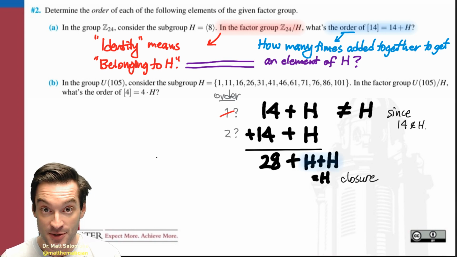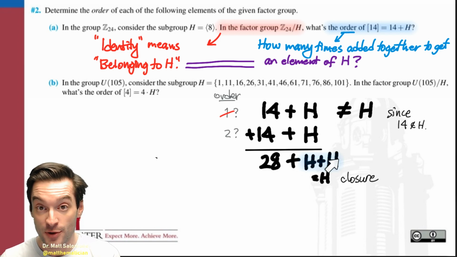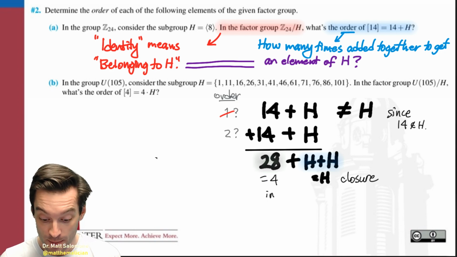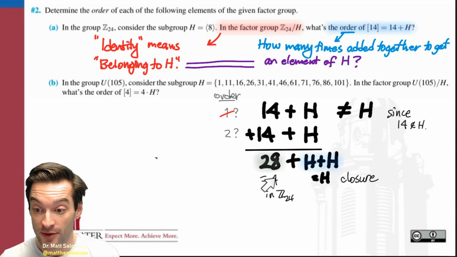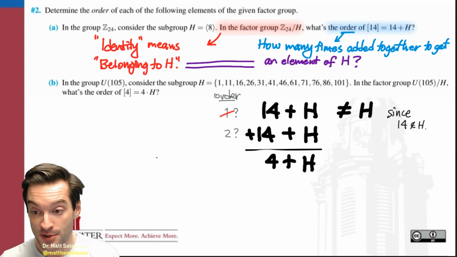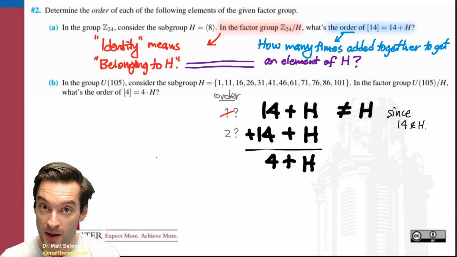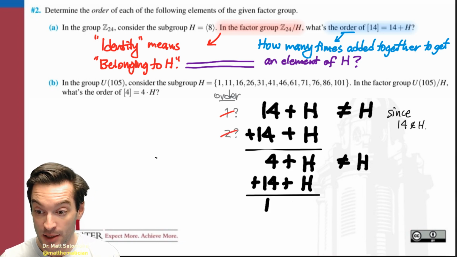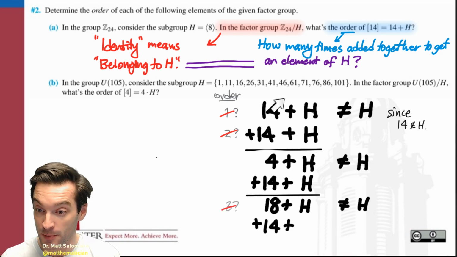But because H is a subgroup, it has the closure property, and therefore anytime I add two elements of H, my result is always going to be an element of H. So H plus H is the same as H as a set. Meanwhile, 28 in Z24 is the same as the element 4. So really what I have here when I add 14 plus H and 14 plus H is a coset which is most easily represented by 4 plus H. And again, since 4 doesn't belong to the subgroup H, we know that that coset is not equal to the original subgroup, and so the order of this element was not 2.